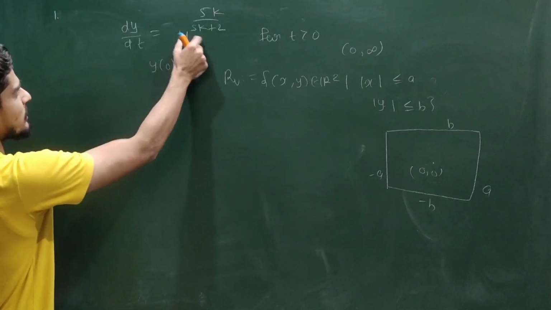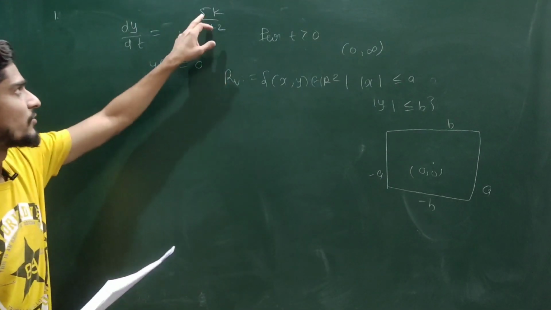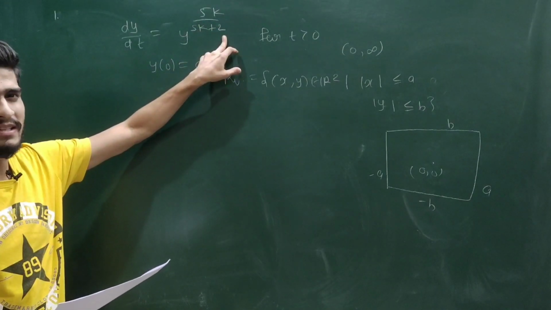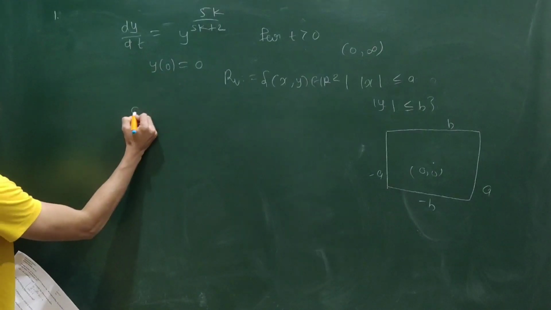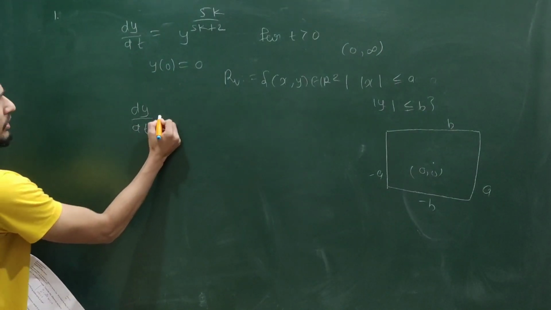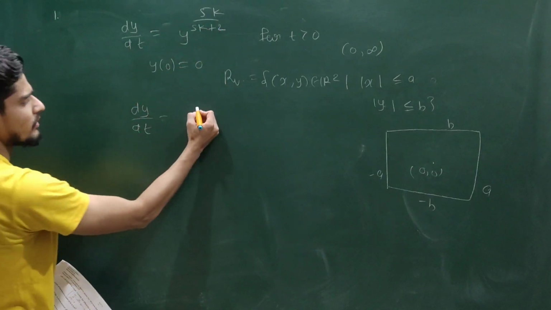Okay, let me explain this problem in this format. You have been given k as a positive integer, then 5k upon 5k plus 2 will always be less than 1 and bigger than 0. So let me treat this as alpha. This is for your convenience. If you are comfortable with k, then you can do it with k also.